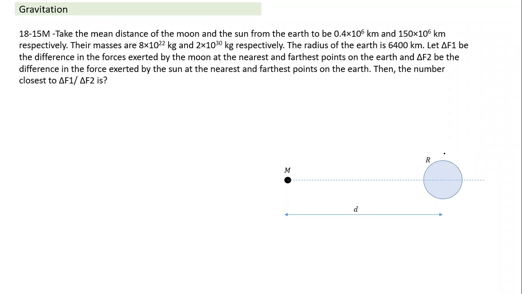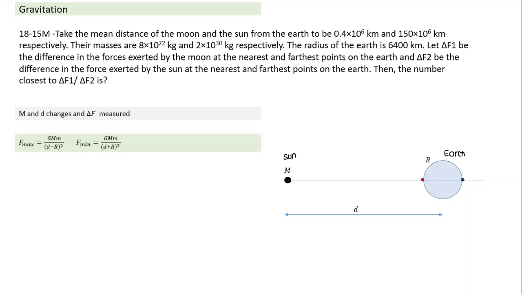See, this is what is given in the question. There's Earth here, and initially this is the sun, which has a certain mass. The distance is d. The question says: the difference in the force exerted at the nearest and the farthest point on the Earth. If I keep a mass here, it will experience a different force due to the sun. If I keep another mass at the other extreme of the Earth, it will experience a different force.